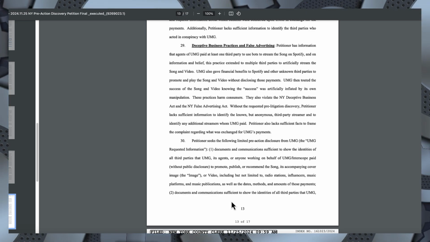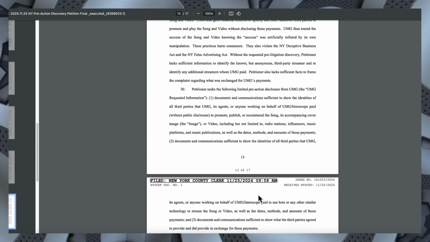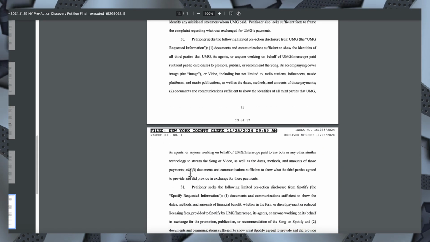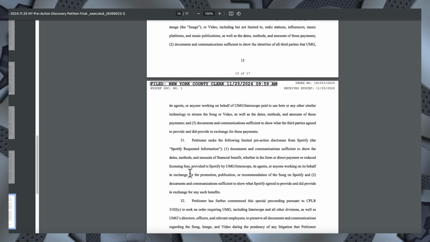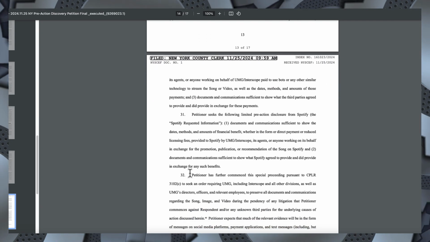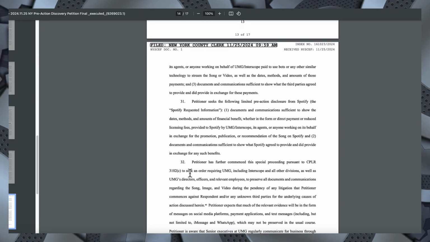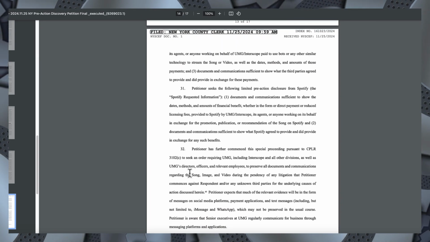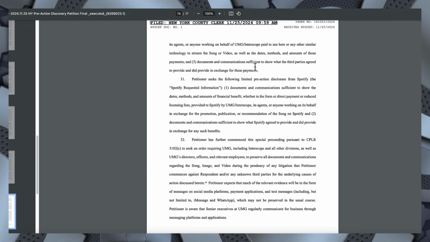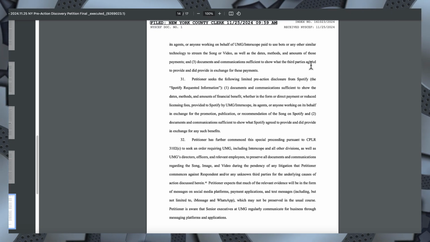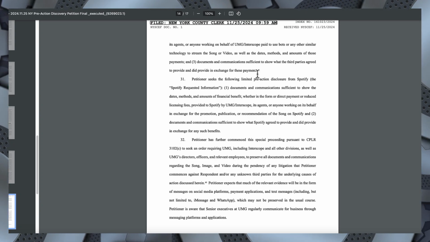2. Documents and communications sufficient to show the identities of all third parties that UMG, its agents, or anyone working on behalf of UMG Interscope paid to use bots or any other similar technology to stream the song or video, as well as the dates, methods, and amounts of those payments. And 3. Documents and communications sufficient to show what the third parties agreed to provide and did provide in exchange for these payments.